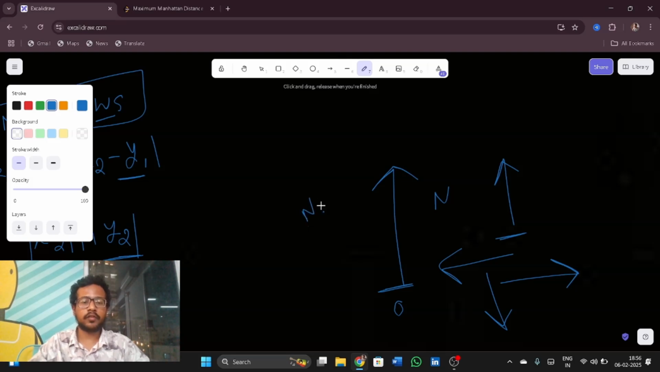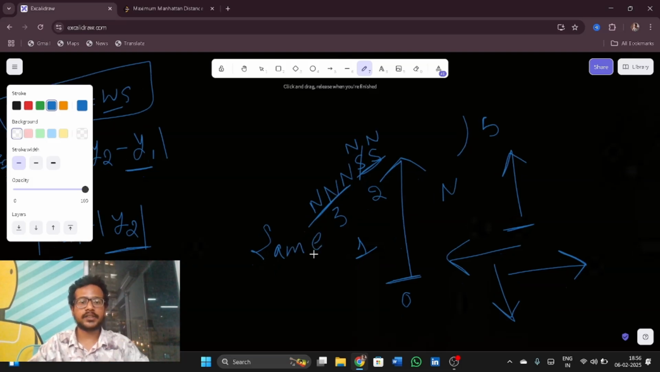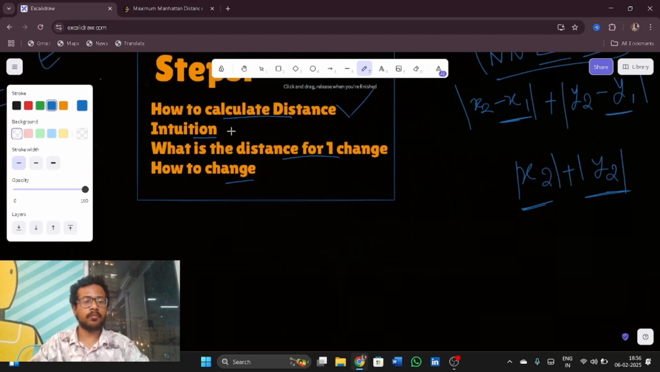Imagine I got north 3 times and then south and south. If I change these two to north only, then I get 5 as my maximum distance. But instead, I only get 3, and even considering the S for 2 times, as I said, north minus south gives my vertical distance, which will be 1. So that's why I need to go in the same direction. Remember this. This is the main intuition for this question: same direction.